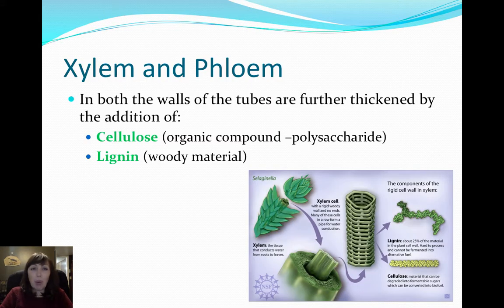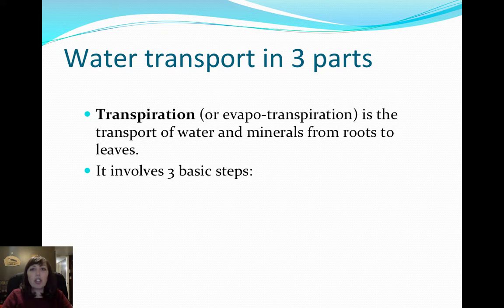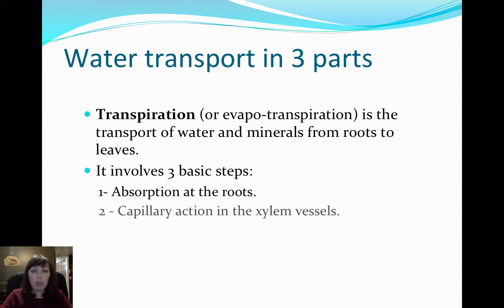Okay, so both the walls of the tubes of the xylem and the phloem are thickened by the addition of cellulose, and we know that cellulose is an organic compound, it's a polysaccharide, as well as lignin, which is a woody material. And water transport really takes place in 3 steps. So the whole process is called transpiration, and sometimes you'll see it as evapotranspiration. So this is the transport of water and minerals from the roots to the leaves. The 3 basic steps include absorption at the roots, capillary action in the xylem vessels, evaporation at the leaf.